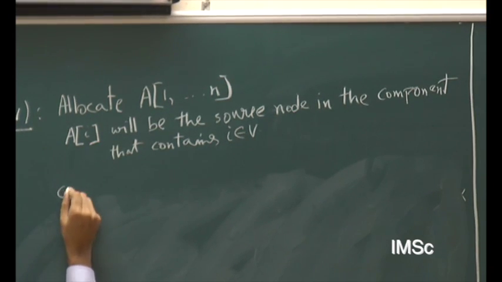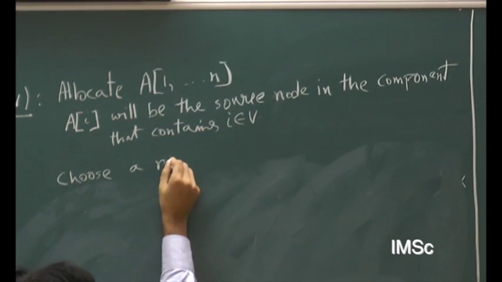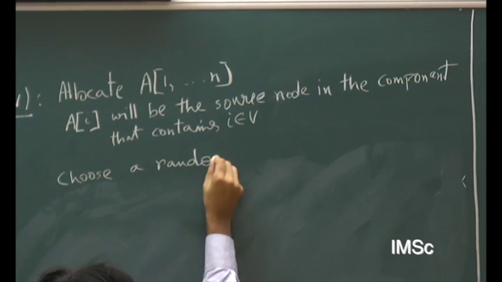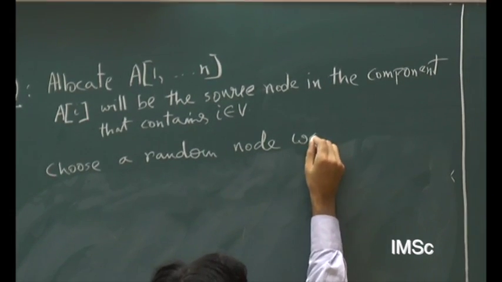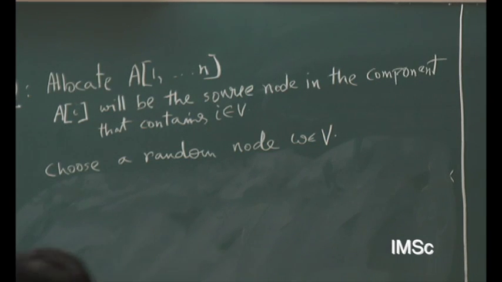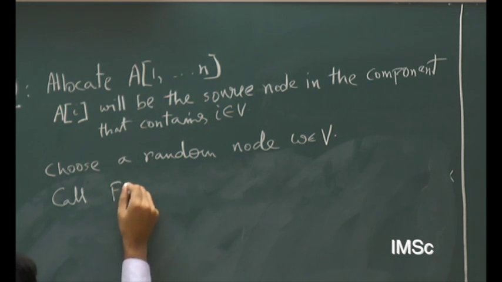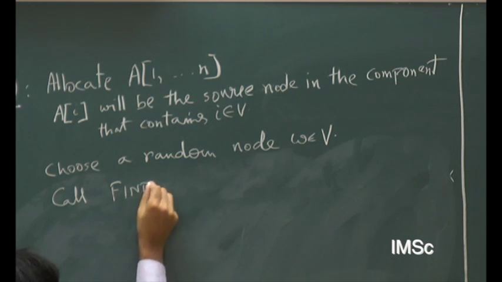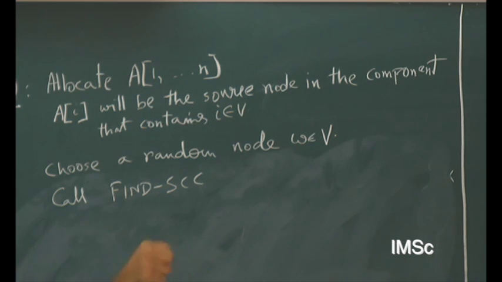Then choose a random node w. Then you call this subroutine. This subroutine will build the Even-Shiloach trees. Okay.